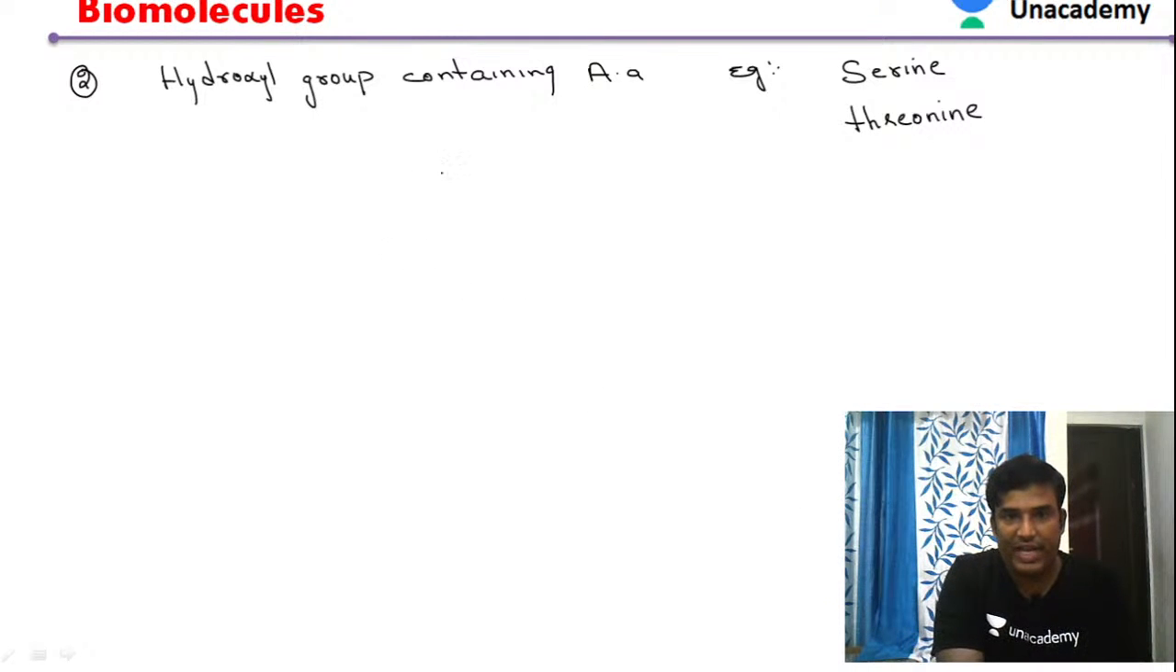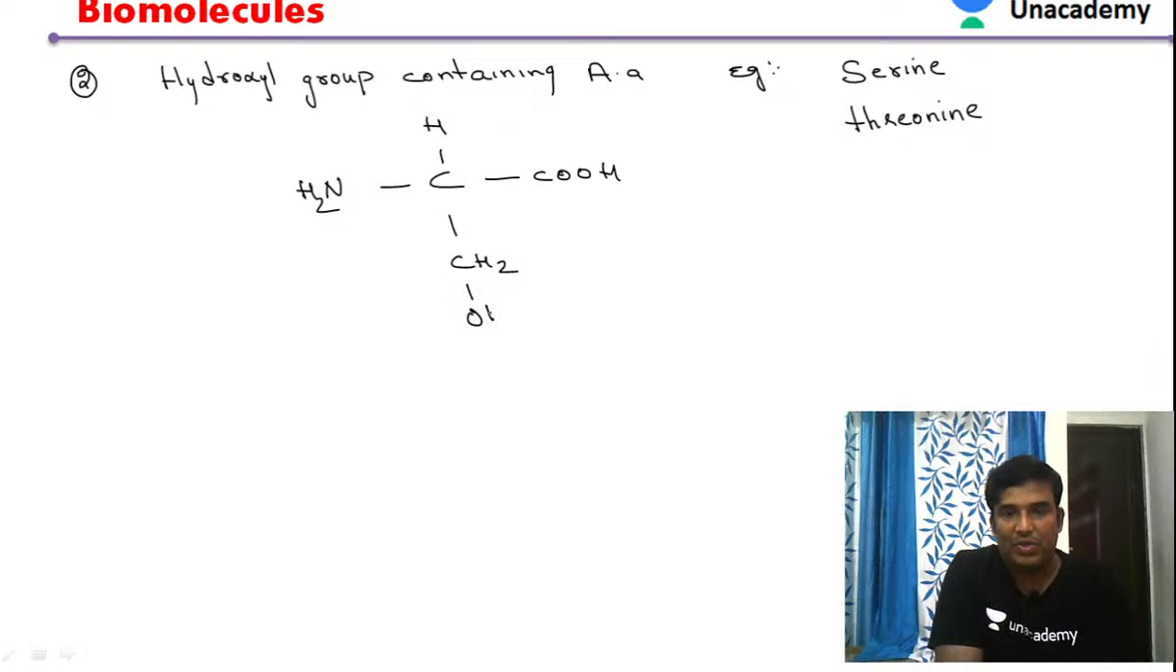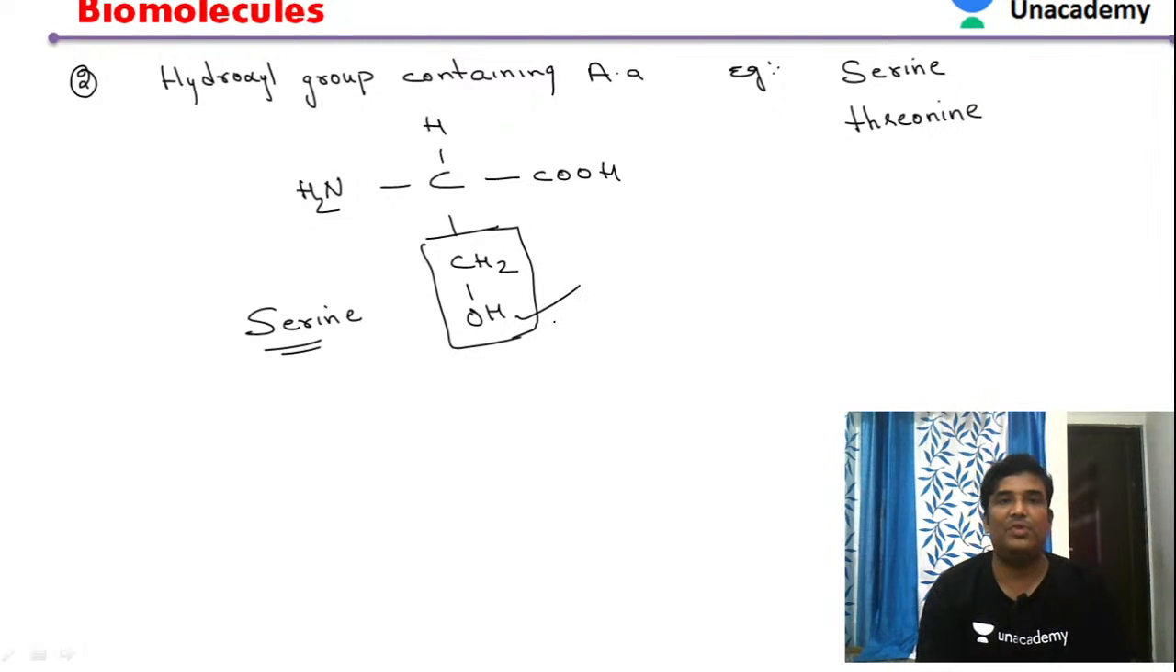Let's see the different types of these hydroxyl group containing amino acids. Here it has a carboxyl group, then we have an amine group, and here we have hydrogen. Then CH2OH: the side chain is replaced by CH2OH. Now this amino acid is called serine. This serine has a hydroxyl group in its side chain. That is the reason this type of amino acid is called a hydroxyl group containing amino acid.